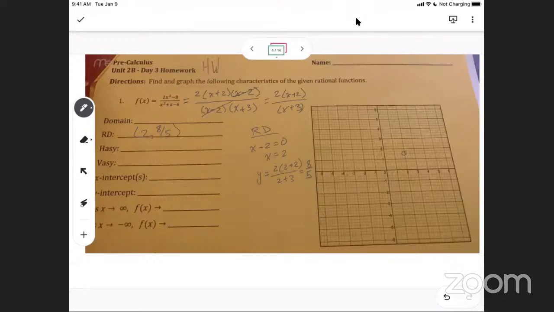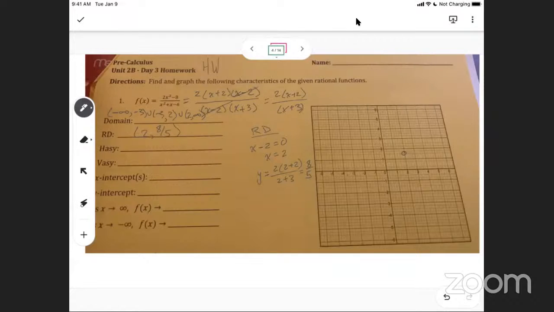Okay. So the domain, what can x not be? Besides 2, what else can it not be? -3. Good. So I'm going to write -infinity to -3, union -3 to 2, union 2 to infinity. Right? There's my domain.